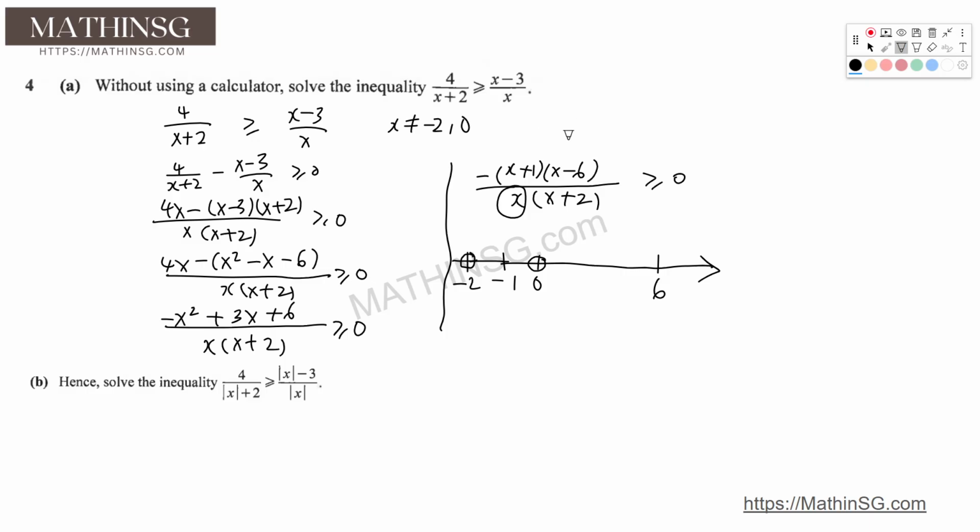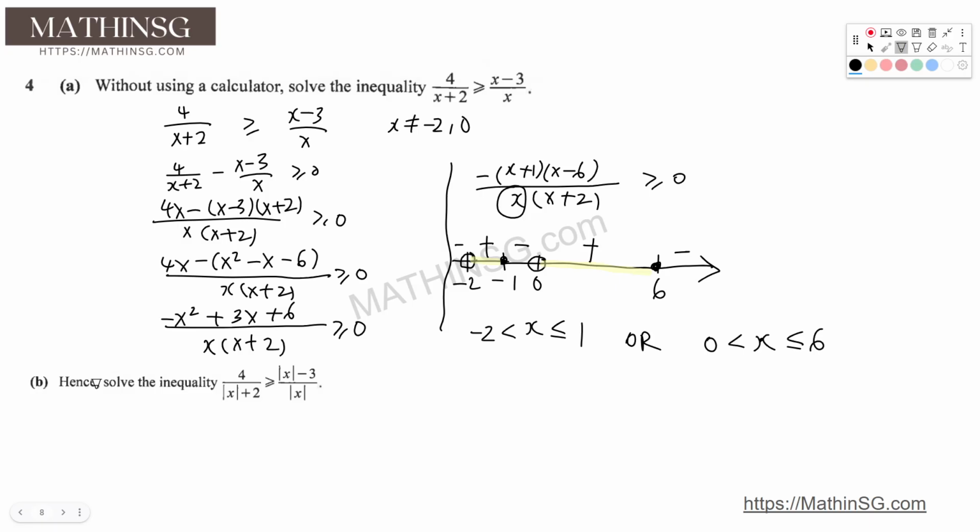Next, I'll sub in a very big number, maybe 100. If I sub in 100 here, this is positive, positive, positive, positive, but there's a negative sign here, so here's minus. So the signs should be plus, minus, plus, minus, plus, minus. Now I want this to be greater than or equals to 0, so it occurs here and here. It's from minus 2 to minus 1 and from 0 to 6. Remember, because x cannot take minus 2 and 0, we must exclude minus 2, but x can take minus 1, so include minus 1. For this portion, it will be x from 0 to 6. So we are done with part A.